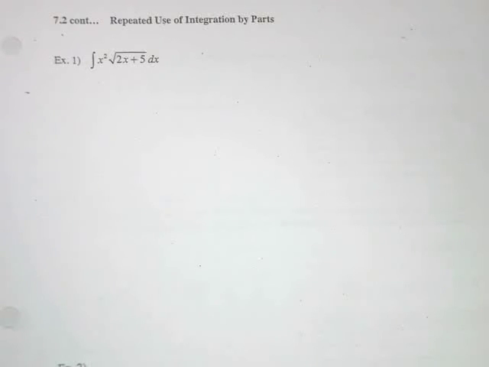Okay, this is a video for 7.2, day 2, repeated use of integration by parts. So yesterday's video, we learned how to do integration by parts. Today is just going to be an extension of that. What we're going to find is there are sometimes problems where doing integration by parts just one time doesn't give us an integral that we can solve. Sometimes we have to do it more than one time, and this is going to be an example of that.